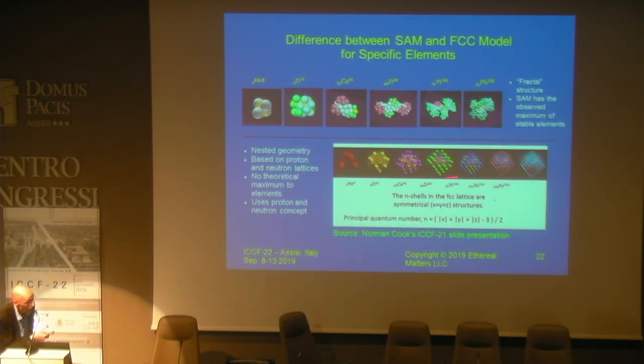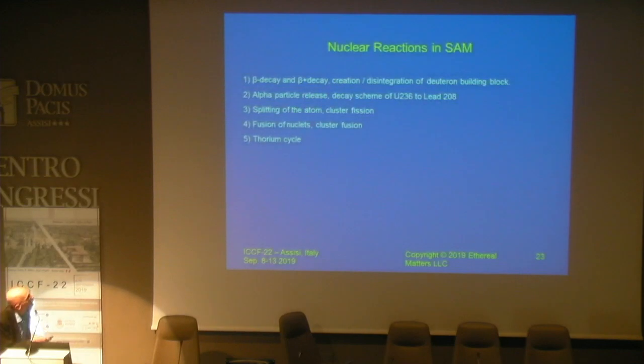There could be an island of stability in that model. We have, as I just explained, lead/bismuth as the last stable element, therefore there is no island of stability. So we can see here the major differences between the models. We have an added structure of nucleates combining together, and this is the nested geometry. So that's the major difference, I think.